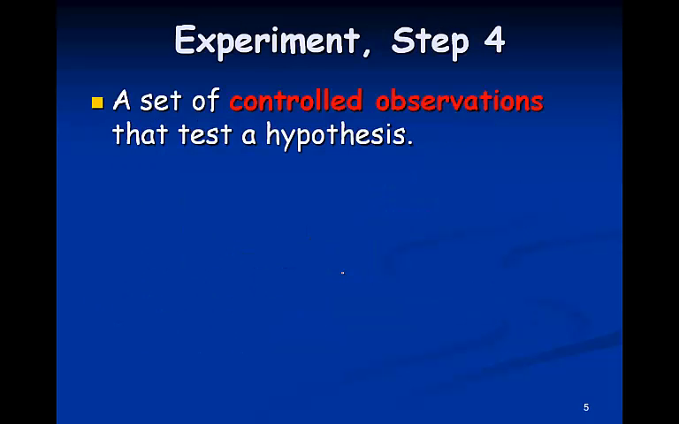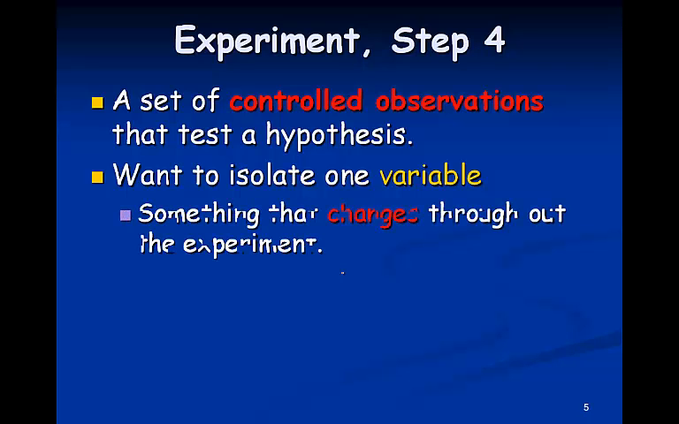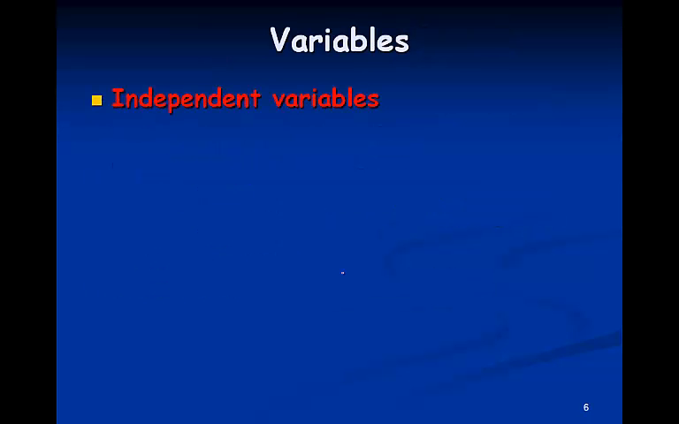An experiment is a set of controlled observations that tests a hypothesis. We want to isolate one variable, a single variable. And a variable is something that changes throughout the experiment. We've got different types of variables. We have the independent variable and the dependent variable.